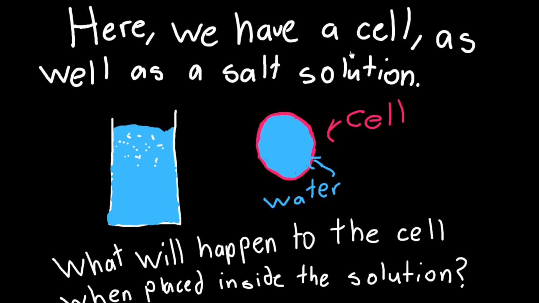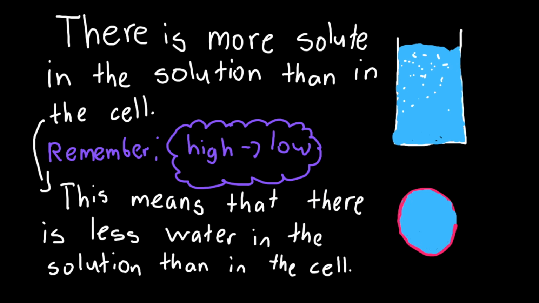So here we have a cell as well as a salt solution, which is just water with some salt in it. So we have a cell that's full of water and the salt solution right here. So what do you think is going to happen to the cell when it's placed inside the solution? Hopefully you guys paused the video and thought about it for a second, but we can see that there's going to be more solute in the solution than in the cell. And remember, things go from high to low. Molecules, and in this case water, goes from high concentration to low concentration. This means that there's less water in the solution than in the cell.